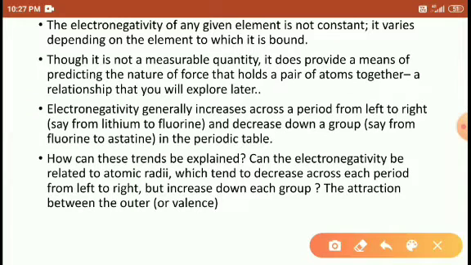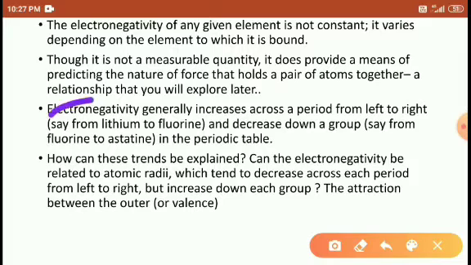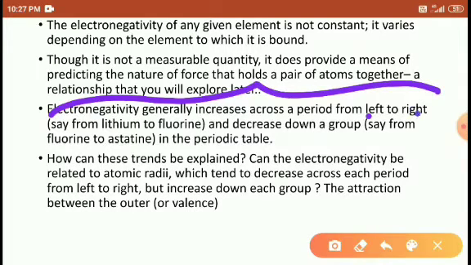So it is not a measurable quantity. It does not mean predicting the nature of forces. It holds the pair of atoms together. The relationship we will explore later. So electronegativity generally increases across the period from left to right, from lithium to fluorine, and decreases down the groups.